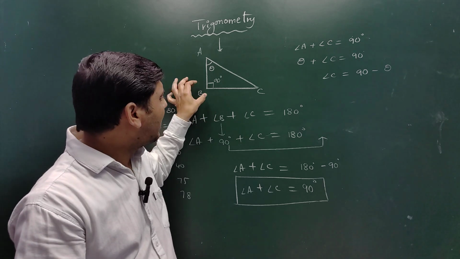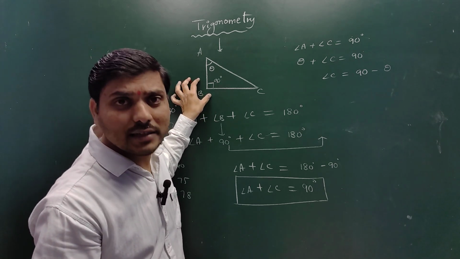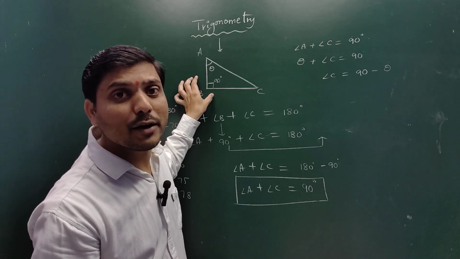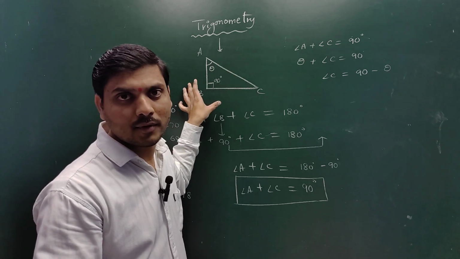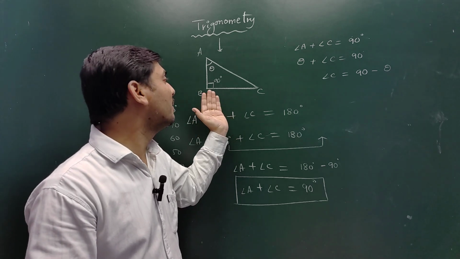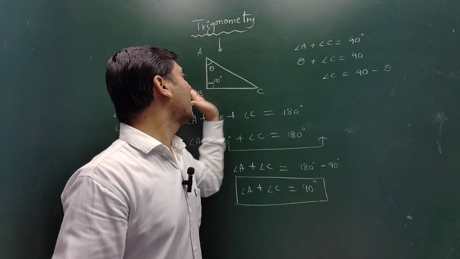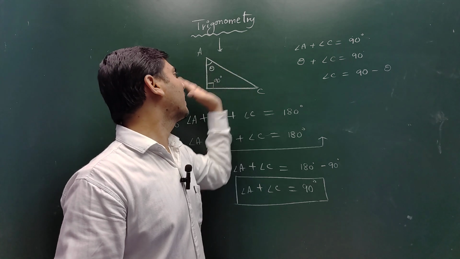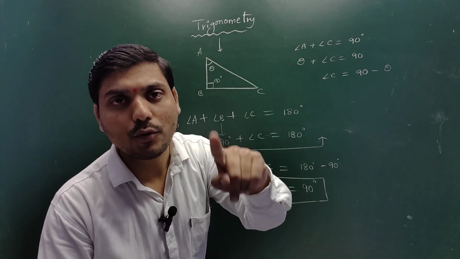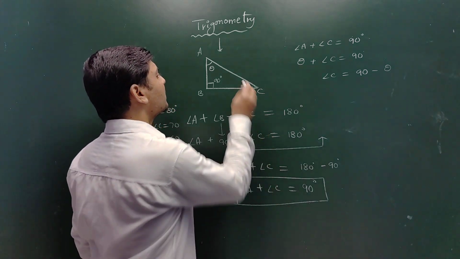Now, in the right angle triangle with 90 degrees at capital B, listen students, what do you say about the side opposite angle B? The side opposite angle B is AC. That name is hypotenuse.